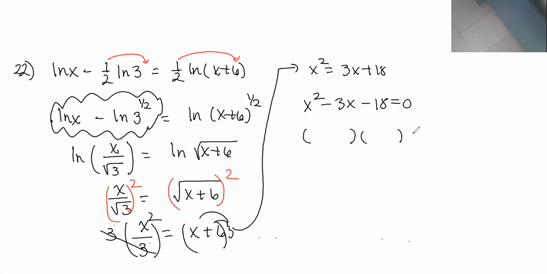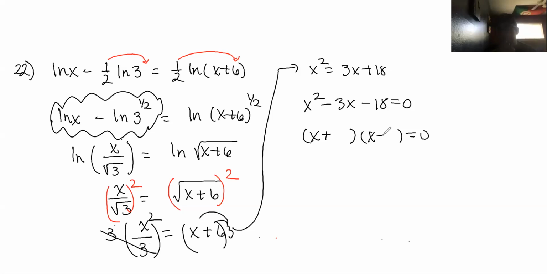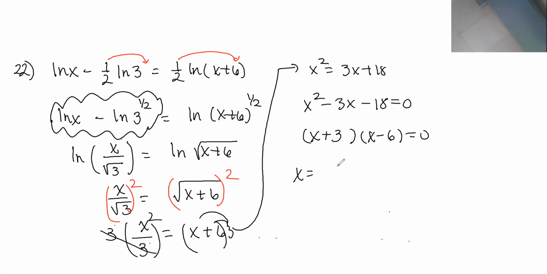Subtract, and I'll give you guys a few seconds to factor. It's going to be plus minus. All right, what does it factor to? X plus 3, x minus 6. All right, so what are my two solutions? 6 and negative 3.